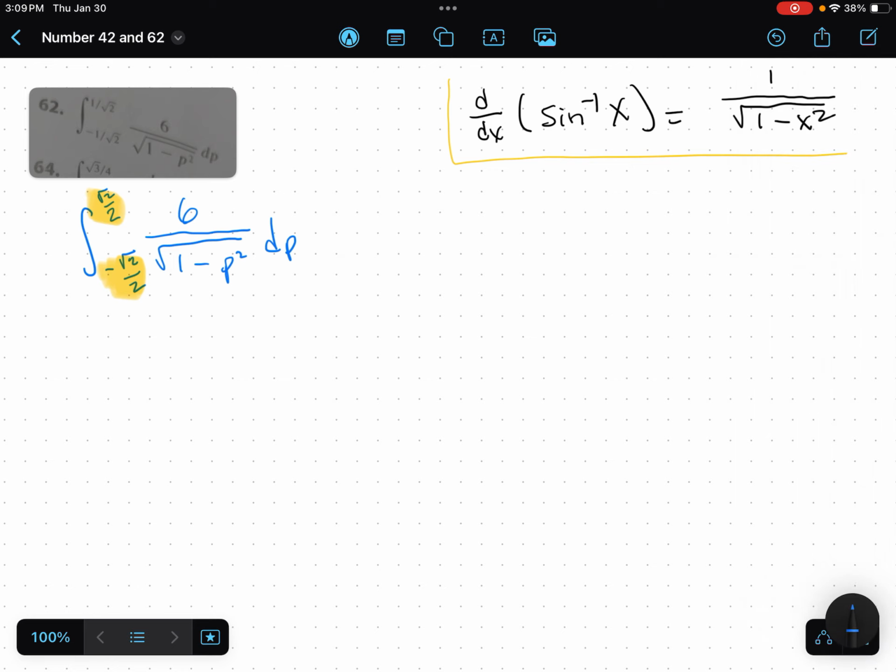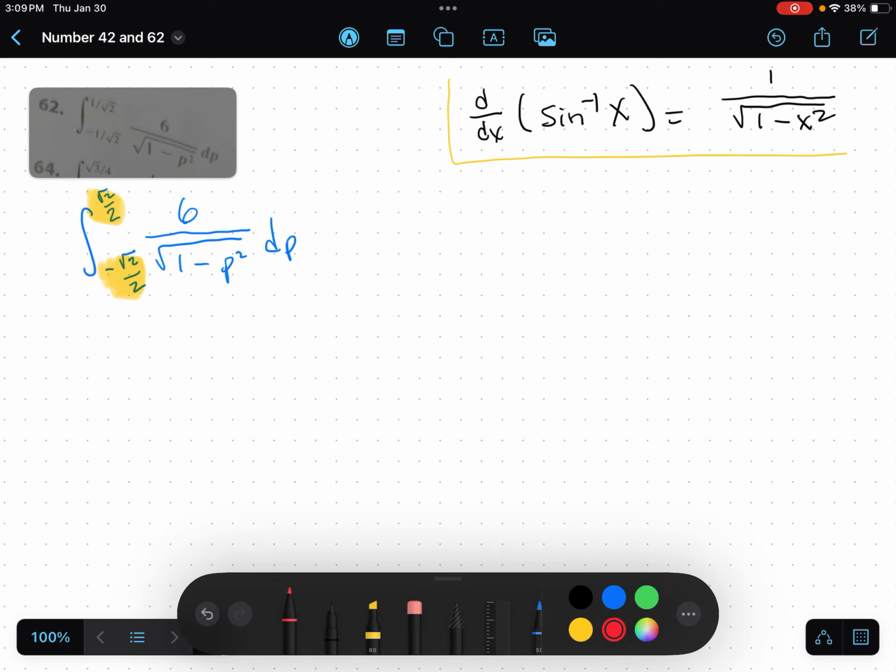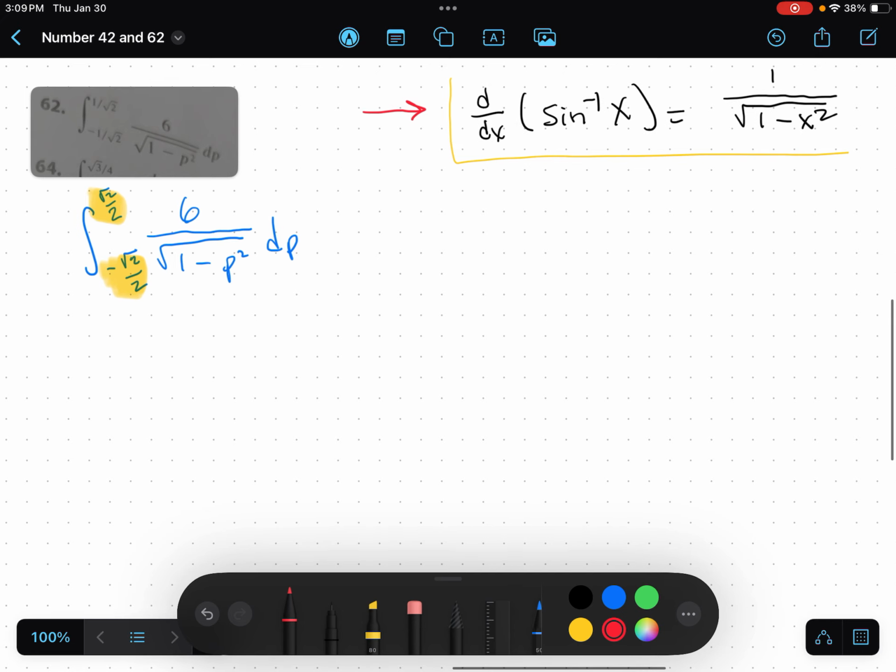Okay, so the key to this problem is the fact that we have this formula for derivatives of inverse trig functions. And I think you'll find if you look at your chart that the derivative of the inverse sine of x is 1 over the square root of 1 minus x squared. And that's essentially what we have here, except they changed the letter x to letter p.